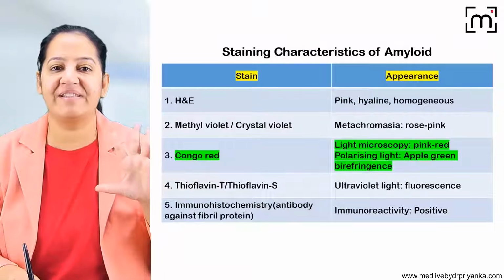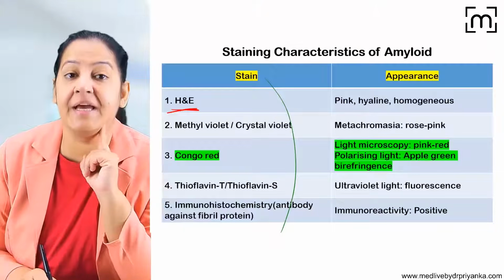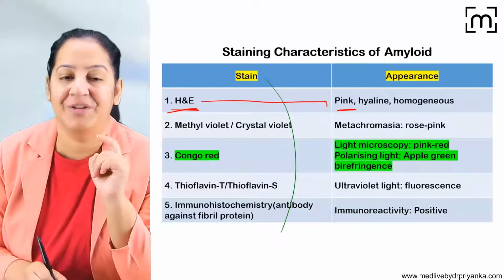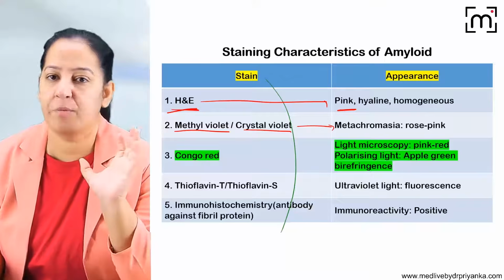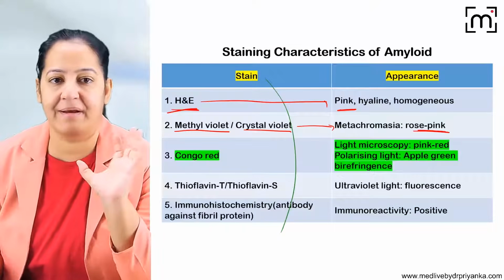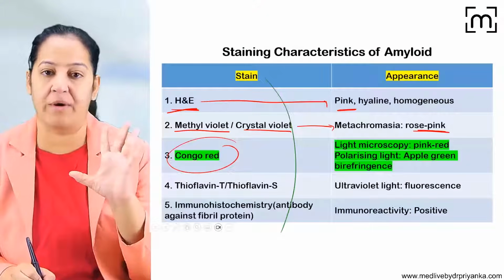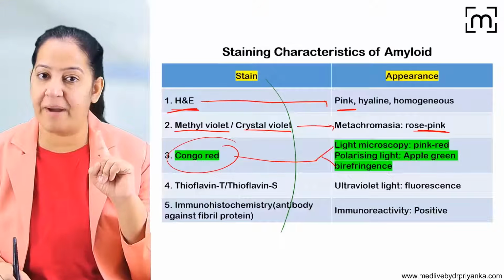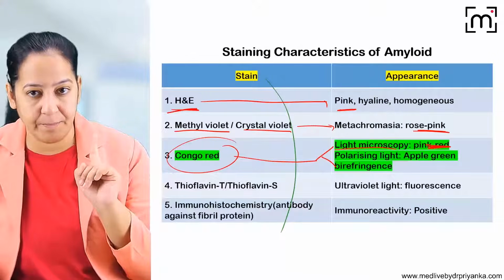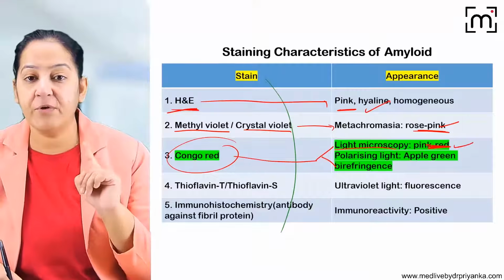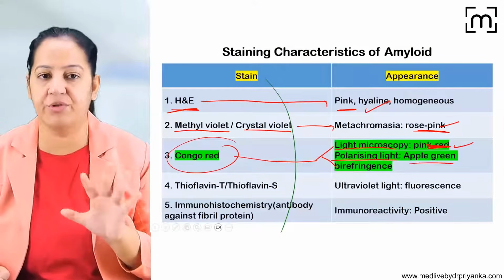You can use 5 different stains to see the biopsy. On the biopsy, you can do H&E. On H&E, the amyloid looks pink in color. You can use methyl violet or crystal violet. Here the amyloid also looks pink in color, again rose pink. You can use Congo red. The ultra important is Congo red. I will give you the details of Congo red. In Congo red, we can use two different microscopes. If you are using a light microscope, the amyloid is still pink in color. But if you use a polarized microscope, the amyloid looks apple green in color. I will show you the images.